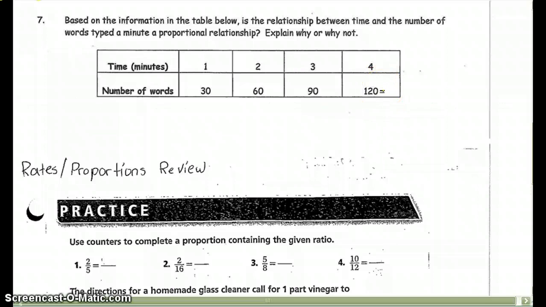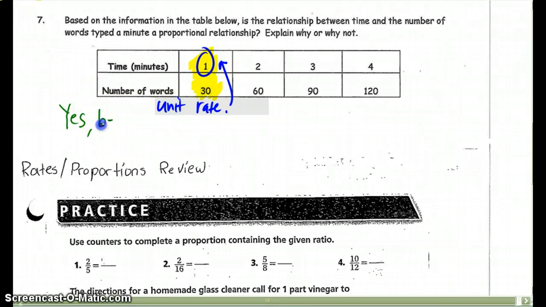Is this proportional? The words typed per minute? Yes. How do I know? Well, there are several ways we can look at this. We can look at the unit rate. Okay, I'm going to highlight that. That's the unit rate. The unit rate is going to give me a 1, the 1 minute, not the 2 minutes, 3, or the 4, but the 1. When I look at the unit rate, I want to see if that's true throughout the time, different times and numbers of words.